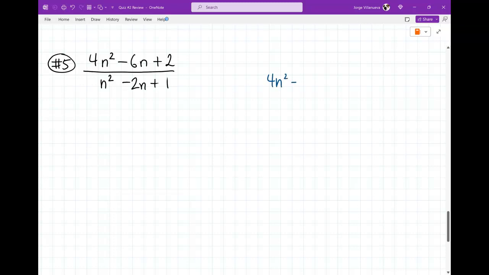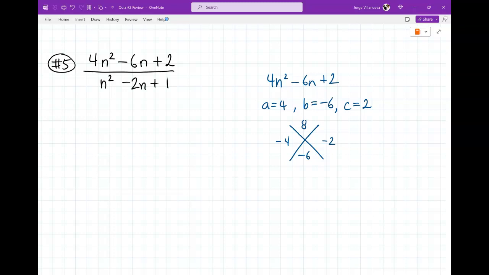4n squared minus 6n plus 2, where a is 4, b is negative 6, and c is 2. Again, I'm just going to do my x here. So 8 times c, that's 8. B is negative 6. I need 2 numbers that multiply to 8 that add up to negative 6. Negative 4 and what? Negative 2.